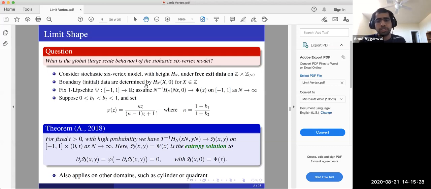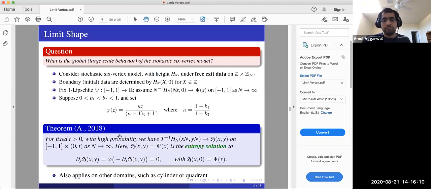So I have the height function on the bottommost row, the y equals 0 line. And what this limit shape theorem tells me is how to get the height function everywhere else with high probability. So with high probability, sorry, this t should be an n. Sorry about that. If I look at this height function at some coordinate (x,y), I scale (x,y) by n. You can imagine me running the stochastic six-vertex model for time yn. Then if I normalize by n, this height function will converge to a deterministic profile, which I've called this fancy script h of (x,y).